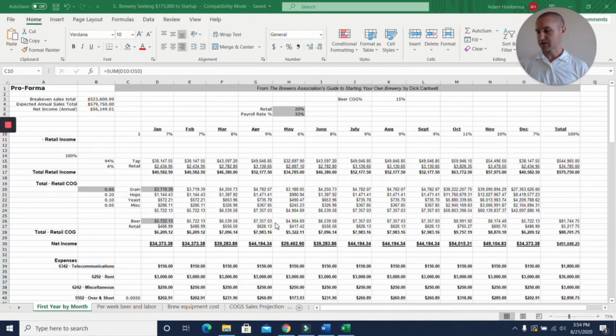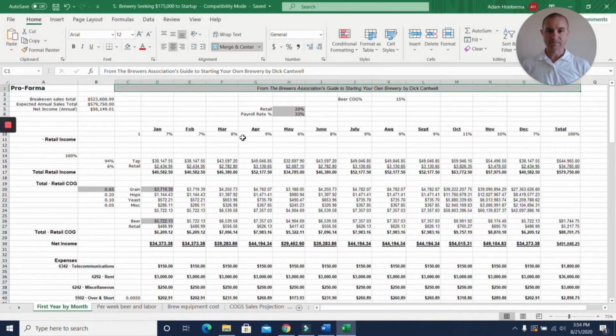So the first thing I wanted to mention was you see up here that the model that was sent to us said that it's from the Brewers Association Guide to Starting Your Own Brewery by Dick Cantwell, which I highly recommend, and I'm going to link to this book in the description. I'm not exactly sure if this Excel model came as part of the purchase of the book.